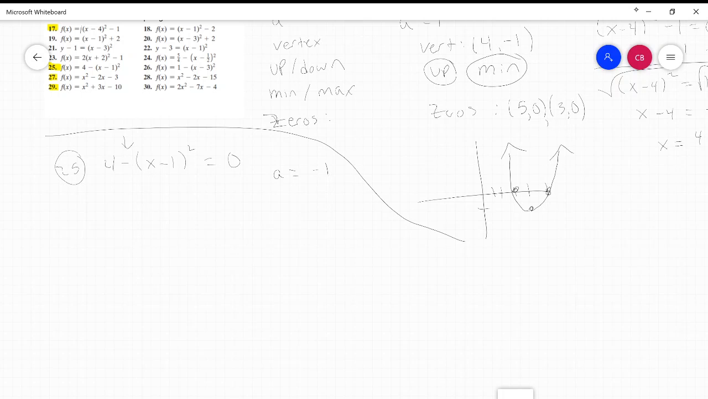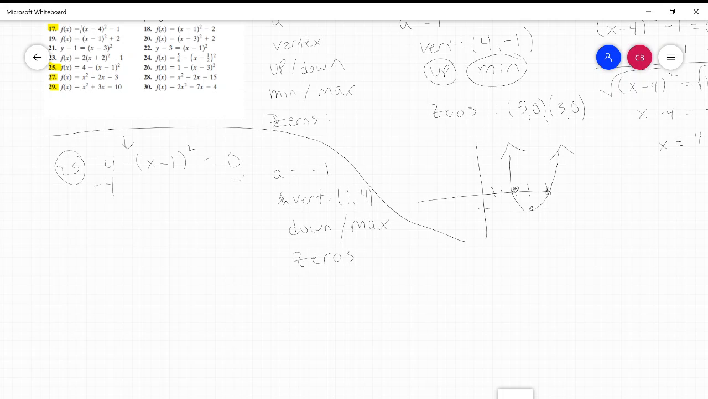We have h. Vertex. So h is 1 and k is 4. This is a downward facing because a is negative. So this is a max. Down and max go together. And these zeros, we will solve this.